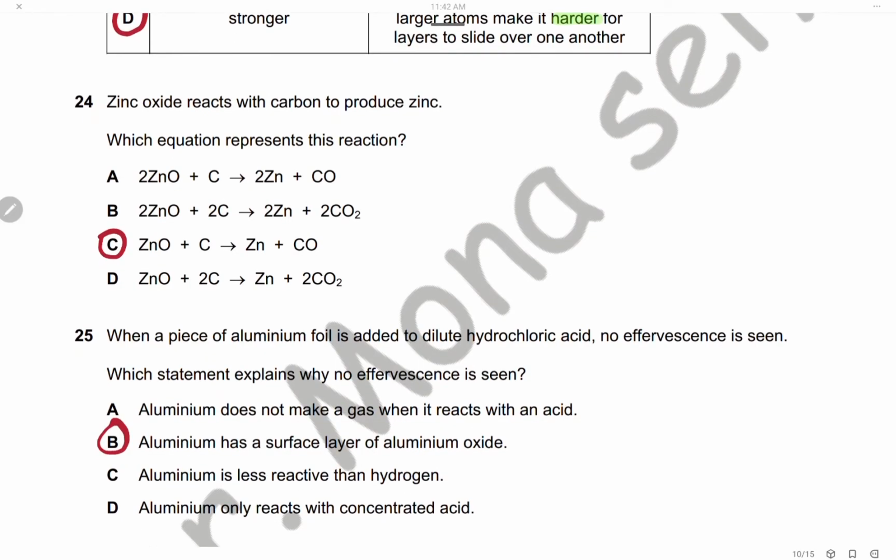Question 24. Zinc oxide reacts with carbon to produce zinc. Which equation represents this reaction? Zinc oxide has the formula ZnO, and it reacts with carbon, C, to form zinc and carbon monoxide. As zinc is less reactive than carbon, or below carbon in the reactivity series, zinc oxide can be reduced by carbon to form zinc metal, and the answer is C.